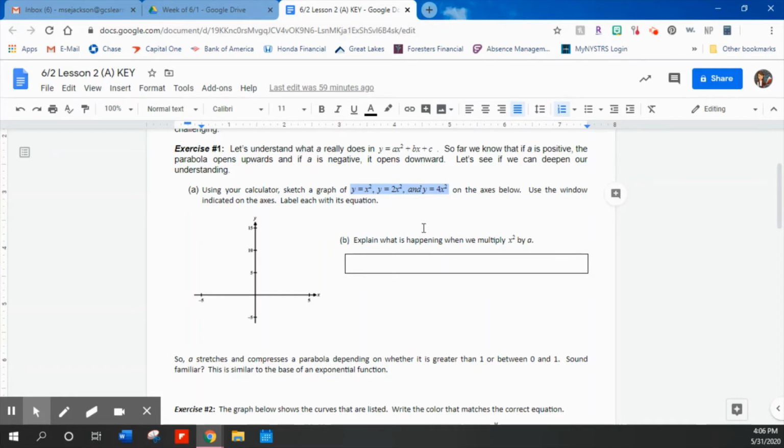Since it's going to take me a little bit because the drawing tool on Screencastify isn't the best tool, it's going to take me a minute. So I'm just going to have you pause the video and either type it in your calculator or sketch it on your paper copy.